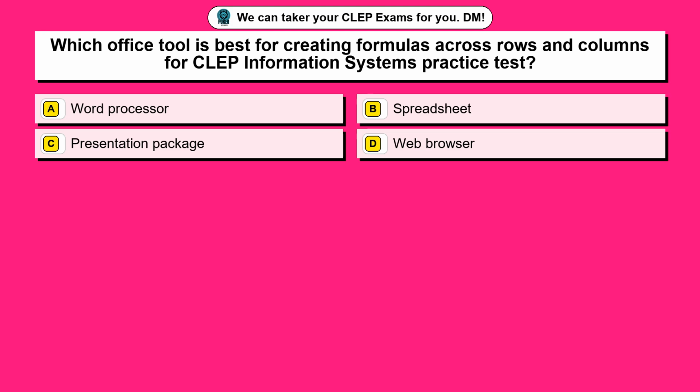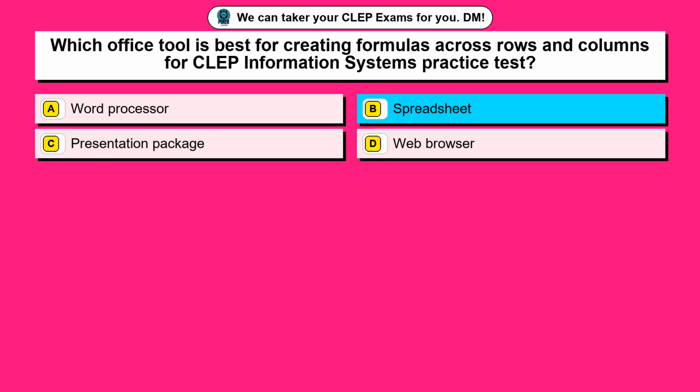Question 1. Which office tool is best for creating formulas across rows and columns for CLEP Information Systems practice test? Option A. Word processor. Option B. Spreadsheet. Option C. Presentation package. Option D. Web browser. The correct answer is option B.